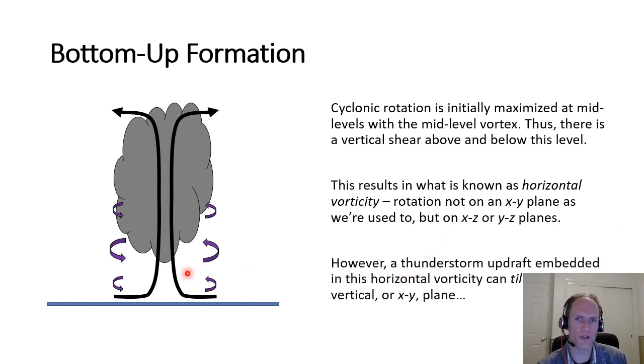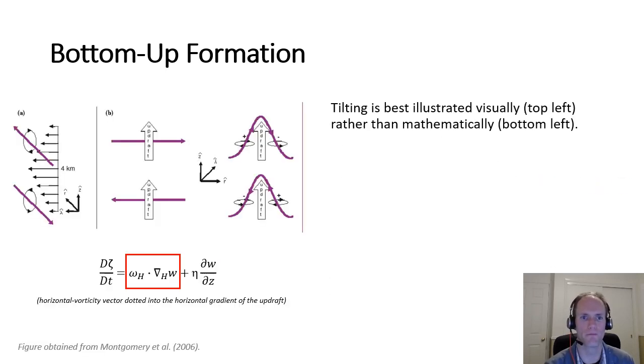This horizontal vorticity is all fine and good, but it's not the rotation we see with a tropical cyclone. But this thunderstorm updraft, as we'll show on the next slide, can actually tilt. I apologize for that getting cut off by my screen there, but it can tilt. It can take that rotation in this XZ or YZ plane and put it into the XY plane that we're used to for cyclonic rotation, and lead to the amplification of low-level cyclonic rotation that way. So what does that look like?